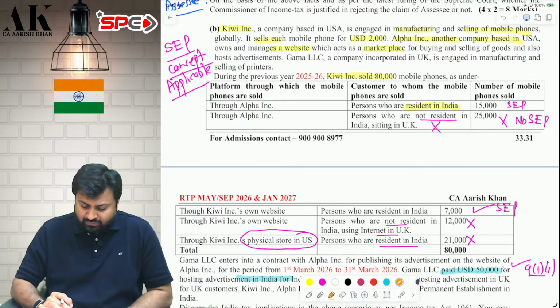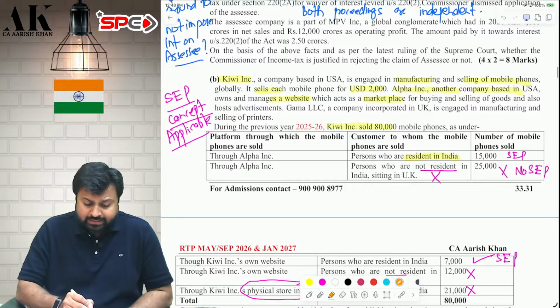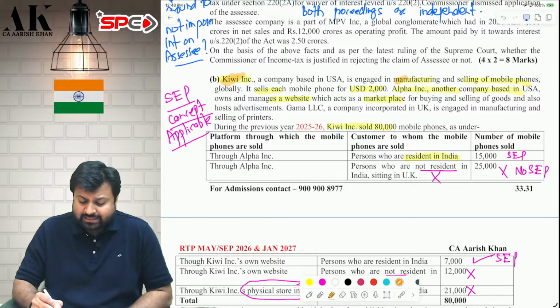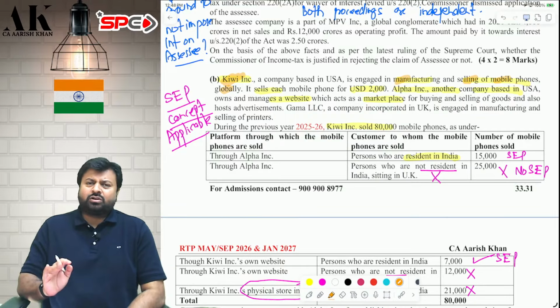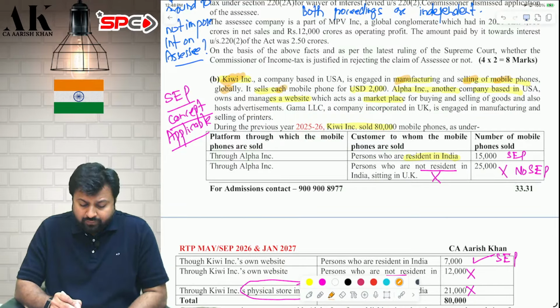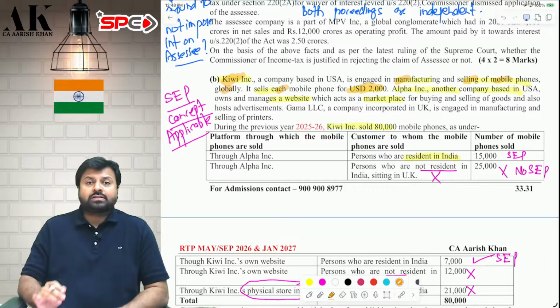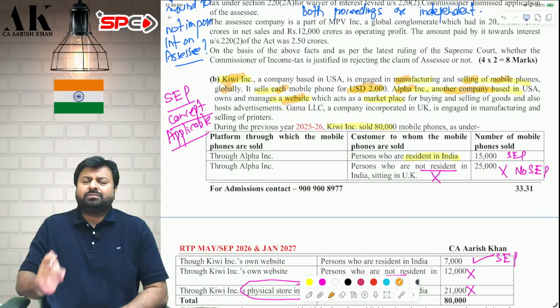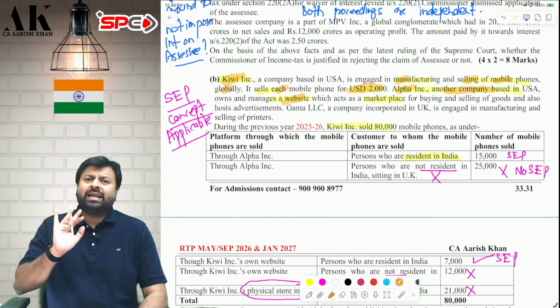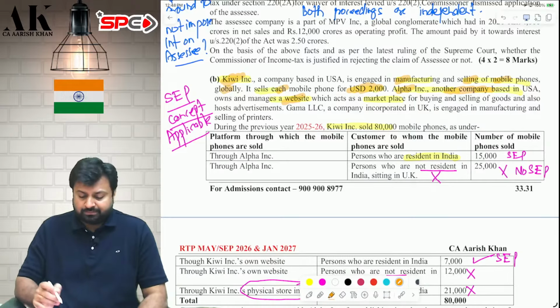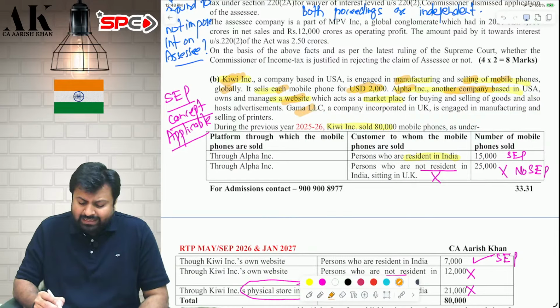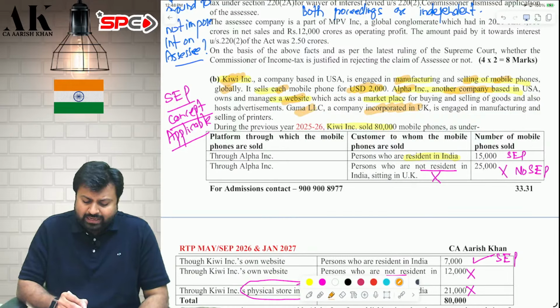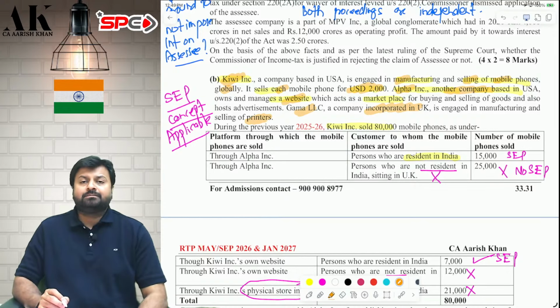So let's try to understand what is exactly happening in this question. Kiwi Inc. is a company engaged in manufacturing and selling of mobile phones globally. So they are selling mobile phones across the world. One mobile phone is sold for $2,000. Alpha Inc. is another company based in the USA which has a website like Amazon. So Alpha Inc. is working like Amazon. It's an e-commerce operator. Gamma LLC is a company incorporated in the UK. They are engaged in manufacturing and selling of printers.